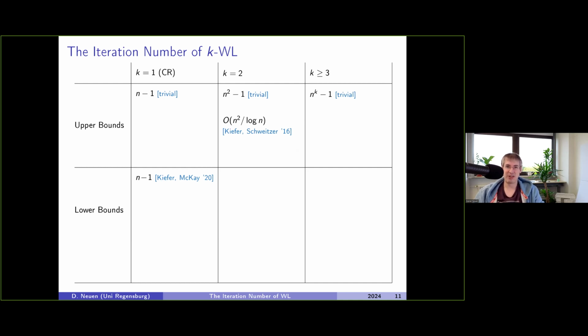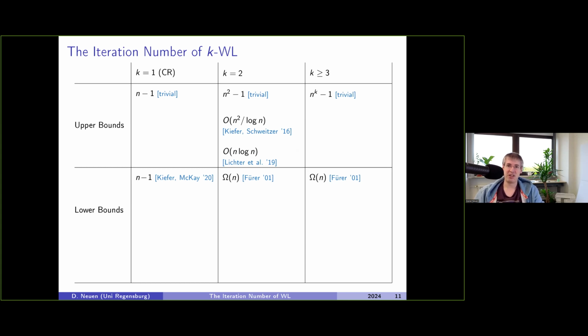And as it usually is, after this first step where we shave off a little bit, people started to look at it. A few years later, Lichter et al., so Moritz Lichter, Ponomarenko and Pascal Schweitzer, managed to improve this to almost linear. So order n log n iterations are needed. And for k equal to 2, this is almost tight, because Martin Fürer in 2001 proved a lower bound that you need at least omega of n rounds on k-WL. Okay, so for k equal to 2, we're almost there. There is only this log factor that is missing.